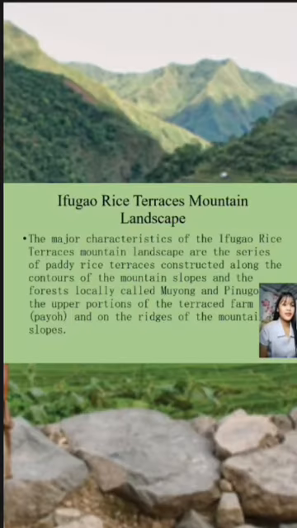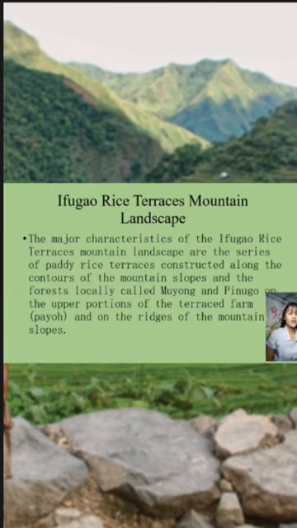Ifugao Rice Terraces Mountain Landscape. The major characteristic of the Ifugao Rice Terraces mountain landscape are the series of paddy rice terraces constructed along the contours of the mountain slopes, and the forest locally called Muyong and Pinugo. On the upper portion of the terrace farm are the Payo, on the ridges of the mountain slopes.